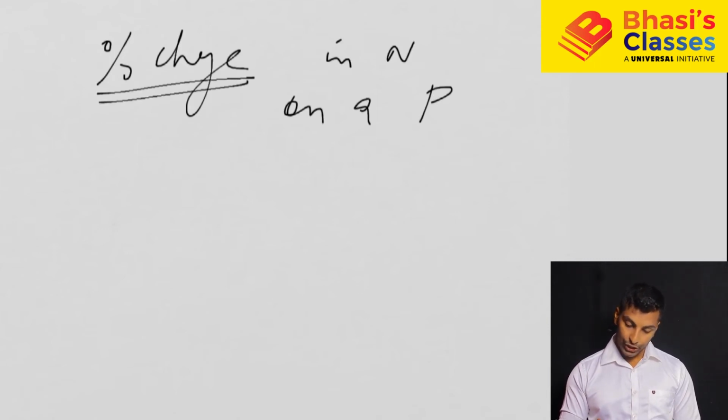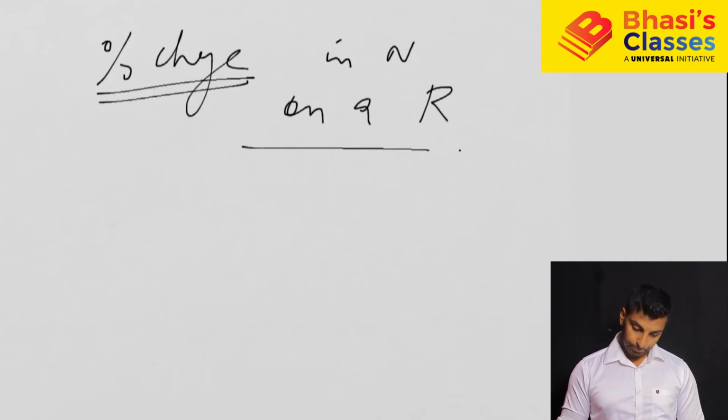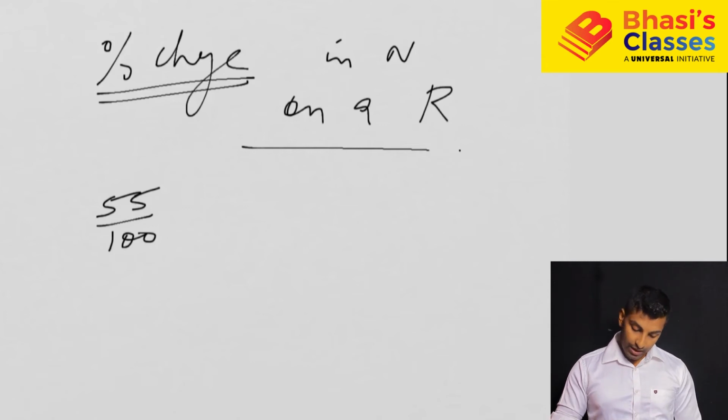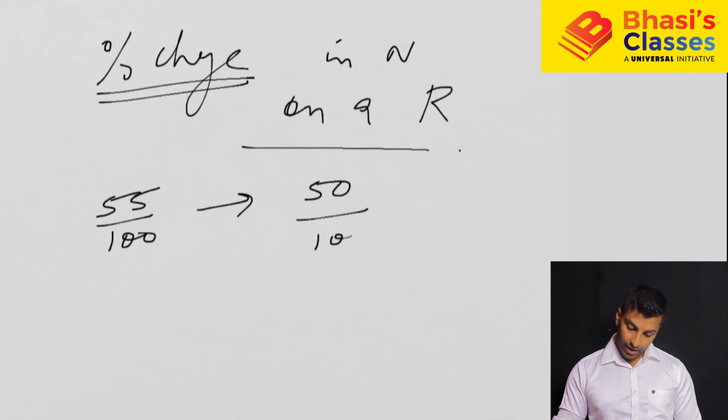on a ratio. So let me take a very simple value like 55 by 100. Okay, so 55 by 100, this is nothing but 55%. Very simple, very easy, right? So now let me take this one also, 50 by 100. Okay, so 50 by 100.